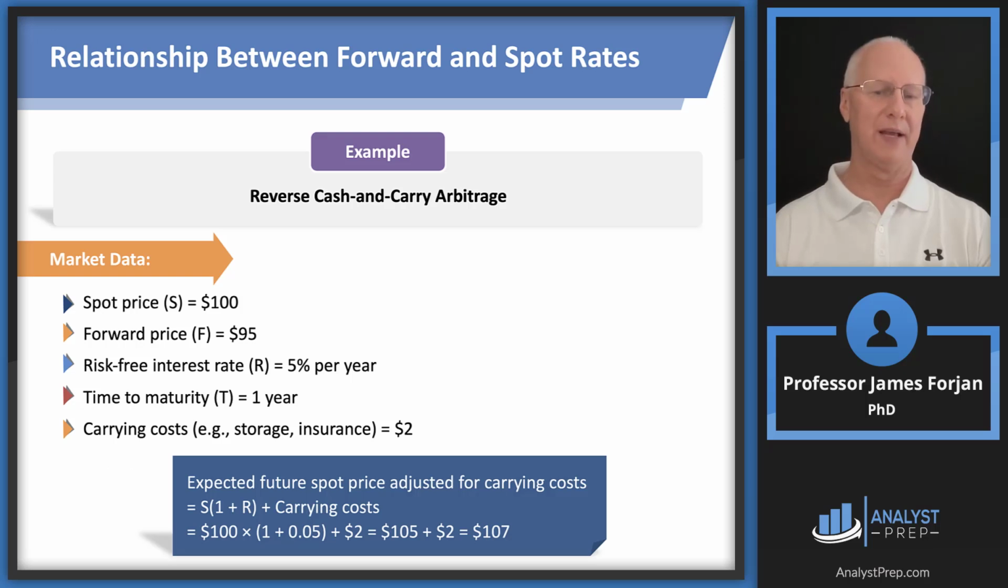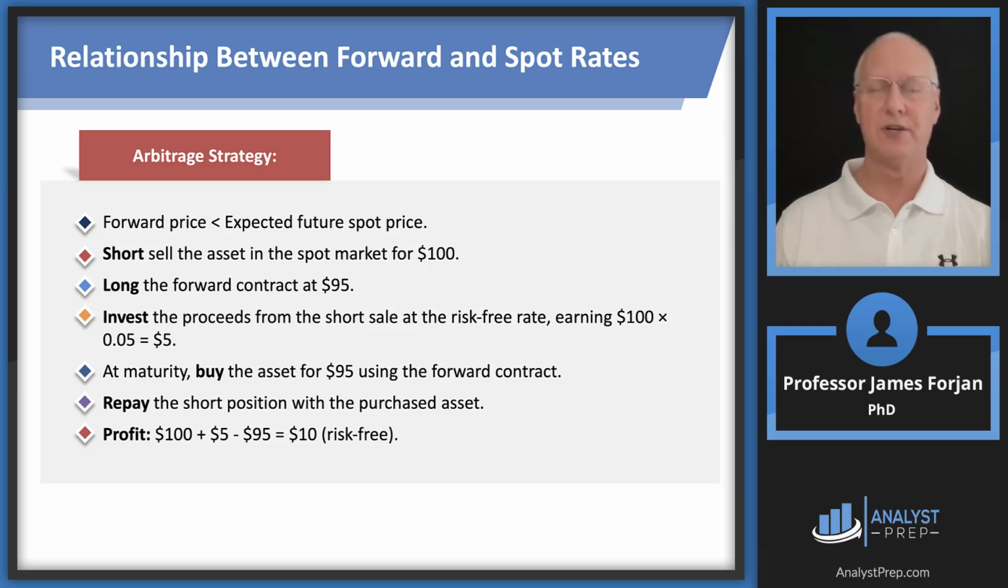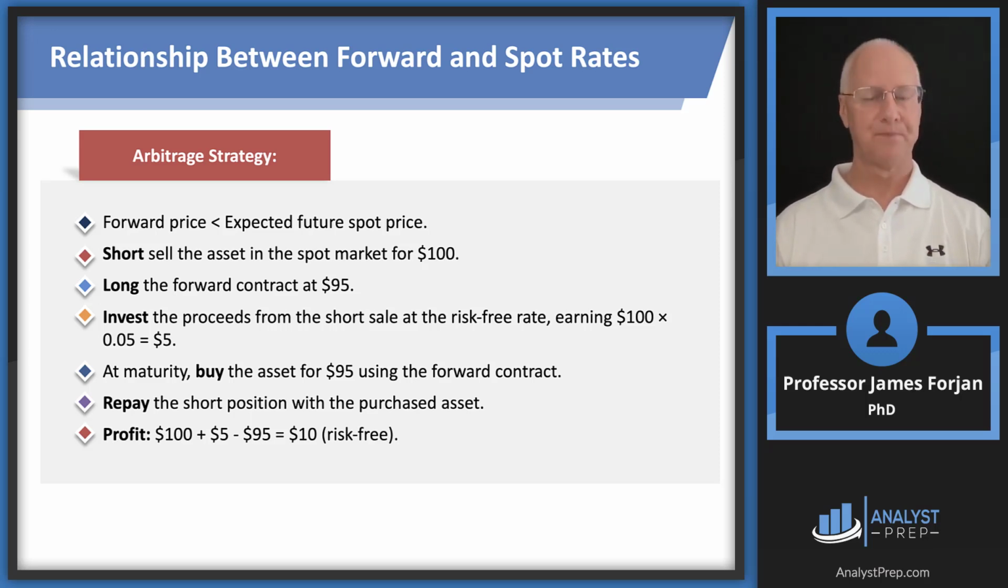So let's go ahead and work through the math again. So there's the same 107, right? But now it's 95. So here we're going to make a bunch of money, right? So we're going to short the asset for 100, take the long position in the forward contract for 95, and we're going to go ahead and invest, right? We're going to invest and we're going to earn $5. At maturity, we'll buy that asset for 95 using the forward contract, and then we repay that short position. So what do we have? We've got the 100 plus the 5 that we get on the risk-free, right? Minus the 95 from the forward contract. There's our $10 in an arbitrage profit.